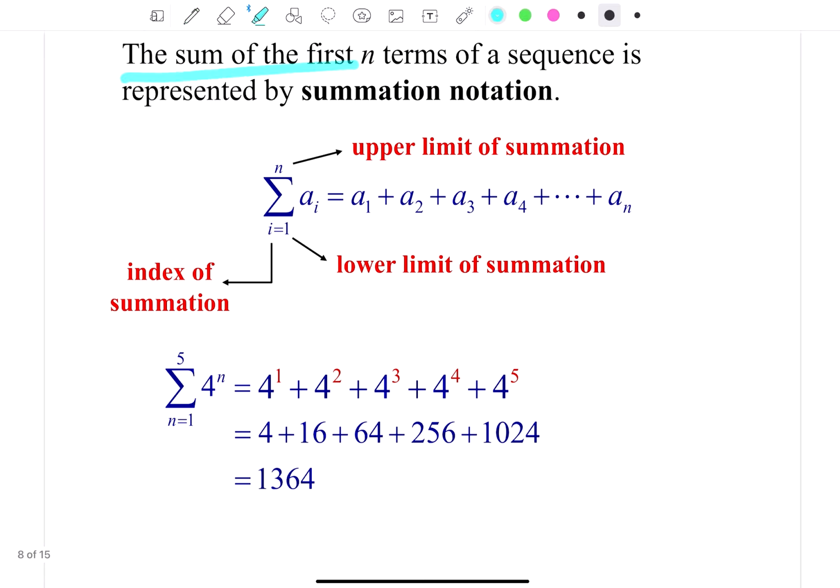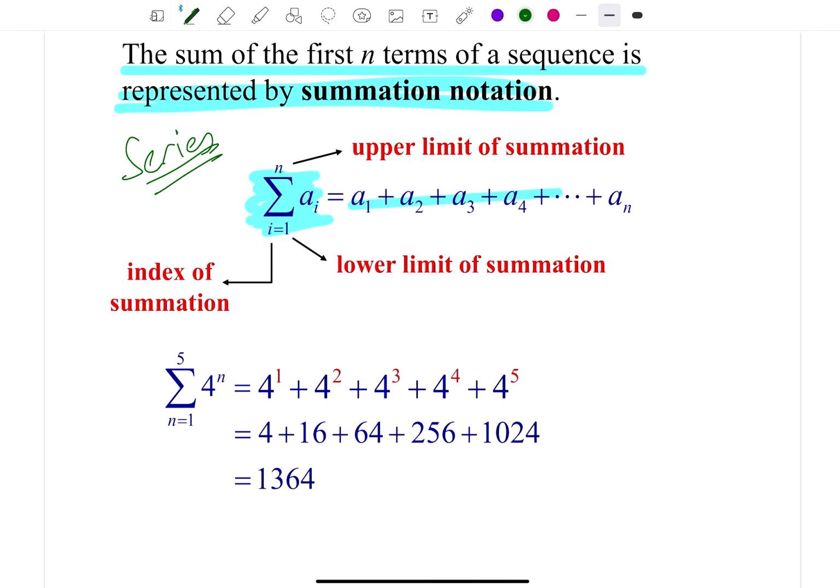The sum of the first n terms of a sequence is denoted by summation notation. So summation ai, i equals 1 to n, is a1 plus a2 plus a3 plus a4. So this is a series. This is a series where we are adding all the terms and we're talking about the sum. And all the way up to the nth term, that can be written in a compact form using summation notation, called sigma as well. So the index of summation is where i's begin, and the upper limit of the summation will be where i's are going to end. Index is i, lower limit is starting at 1 all the way to n.